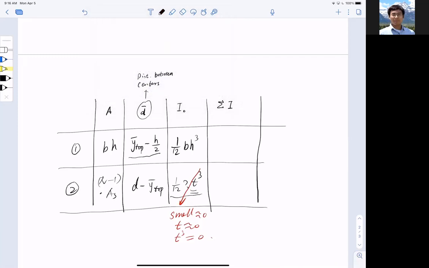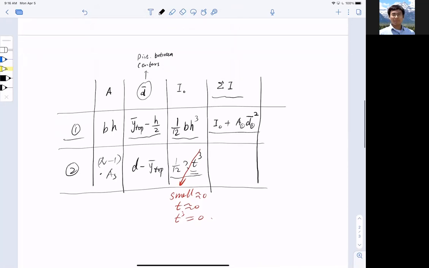Then to summarize the table, the total moment inertia for 1, just add them up together, right? That would equal to I naught, which is this fellow here, plus A1 d1 squared. Okay, this is the parallel axis theorem. And for this, since I naught 2 is 0, so 0 plus A2 d2 squared.